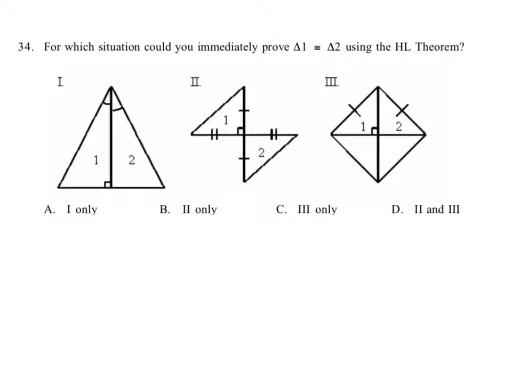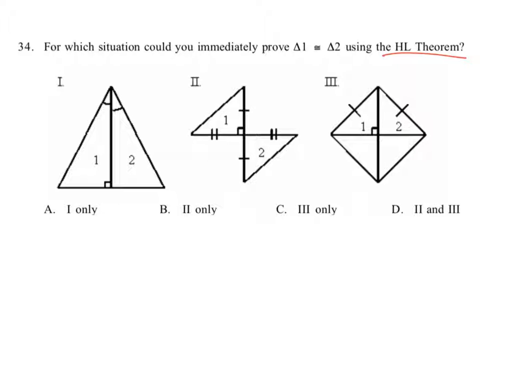So which of these will immediately prove that triangle 1 is congruent to triangle 2 using hypotenuse leg? Okay, well, what do we need to have? We need to have the hypotenuse congruent and one of the leg pairs congruent, and we need to know that they're right angles, right triangles. So we do. We know that that's true. So we're already in this situation. This shared side is reflexively congruent to itself.